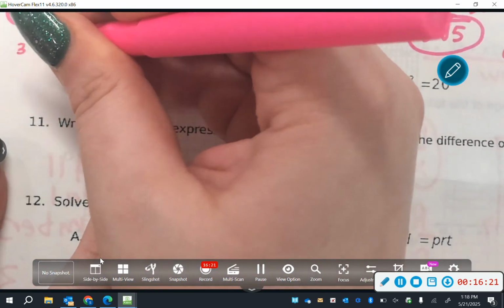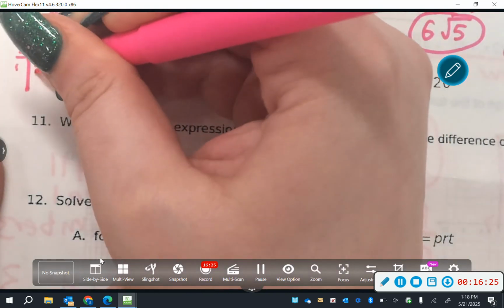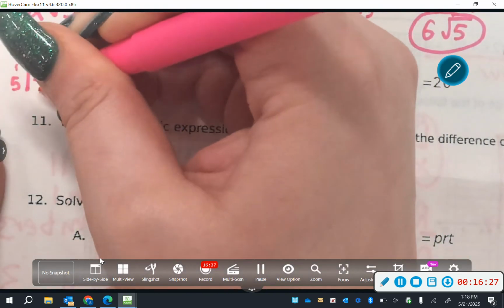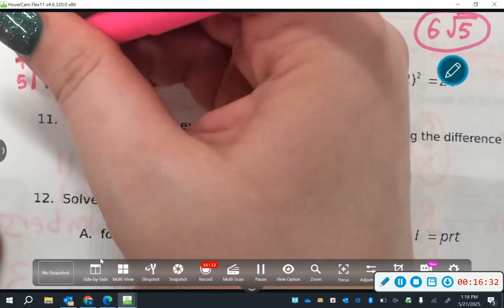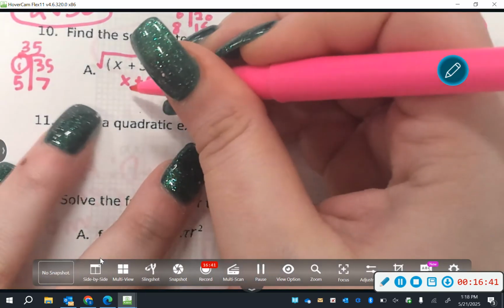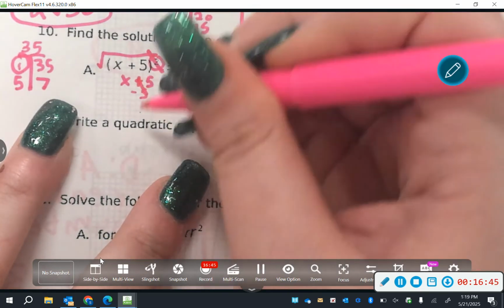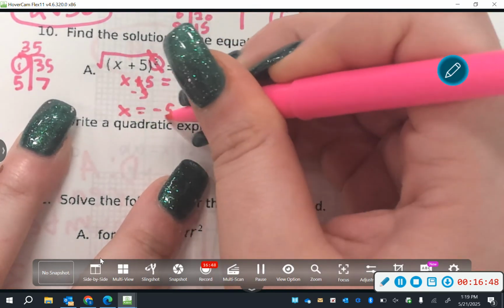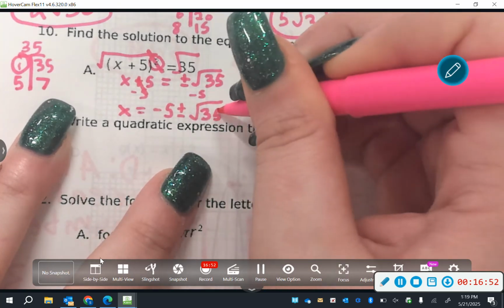I need things that multiply to 35 to see if I have to simplify that. I have 1 and 35. I got 5 and 7. What's our biggest perfect square? 1. If our biggest perfect square is 1, it's already simplified, and I'm going to leave it alone. So now we just need to get our x by itself. The opposite of plus 5 is minus 5 to both sides. We would get x equals negative 5 plus or minus the square root of 35.